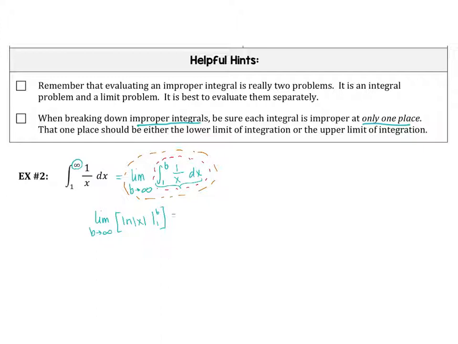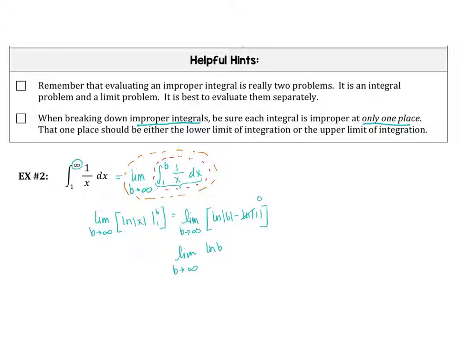So now that's going to be the limit as b approaches infinity of the natural log, absolute value of b, minus the natural log, absolute value of 1. Now on the inside here, notice you have the limit as b approaches infinity of the natural log of b. And notice minus natural log of 1, that's going to go out to 0.